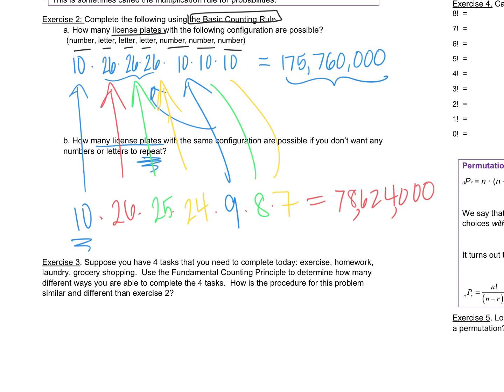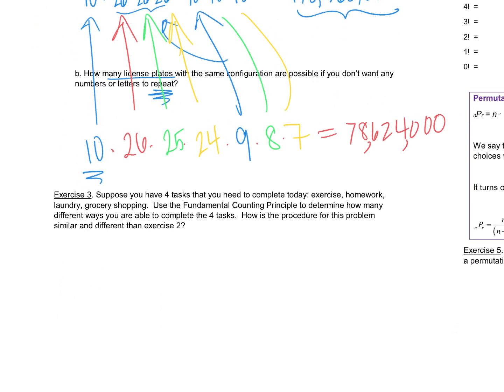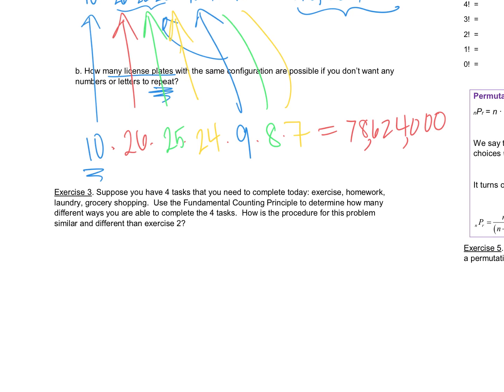All right. We're going to continue on with this kind of idea, this fundamental counting principle. Suppose that we have four tasks that we need to complete today. We're going to exercise, do some homework, laundry, grocery shopping. Fun, fun day. We're going to use the fundamental counting principle to see how many different ways can we complete that? Like, do I do my exercise first and then do homework, laundry, and grocery shopping? Or can I do grocery shopping first and then exercise and homework and laundry? So how many different ways can I actually complete these activities?